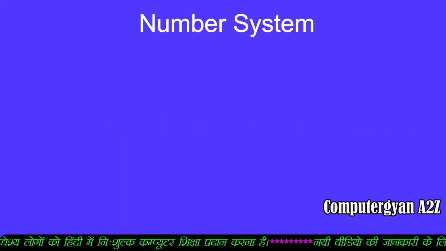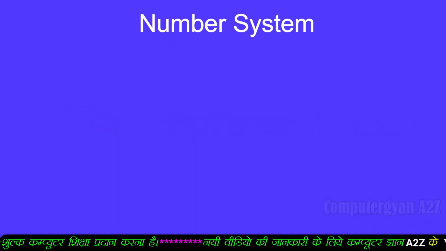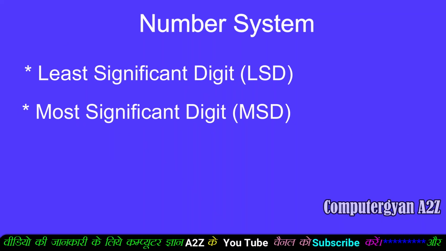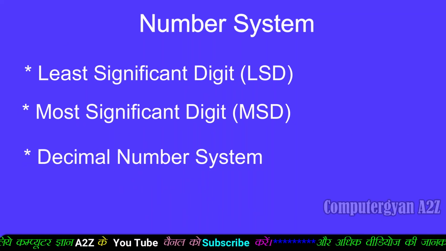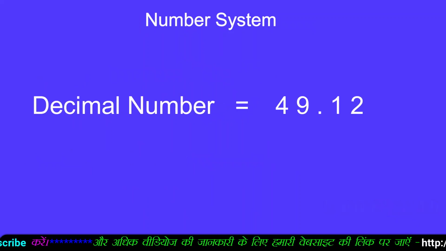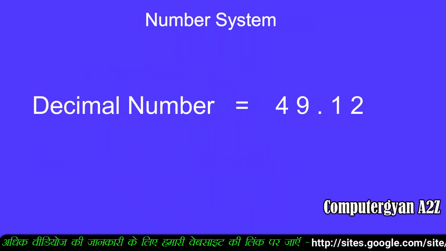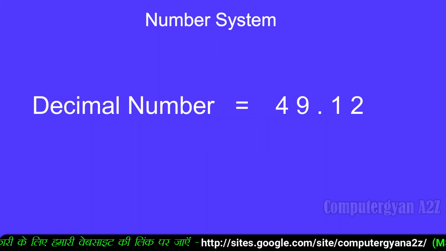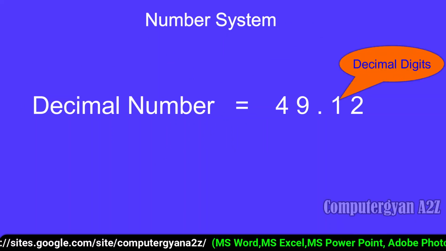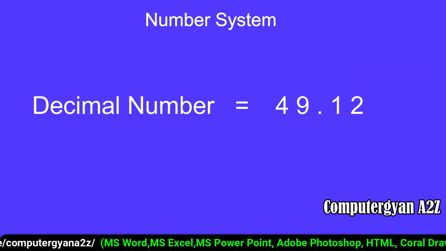Dear students, you have learnt in the previous tutorial how to mention LSD and MSD of whole number and expand in the decimal number system. Now we'll discuss the decimal number 49.12. In this decimal number 49.12, the decimal point separates the whole number on the left from the decimal digits on the right. I take a table of this number.